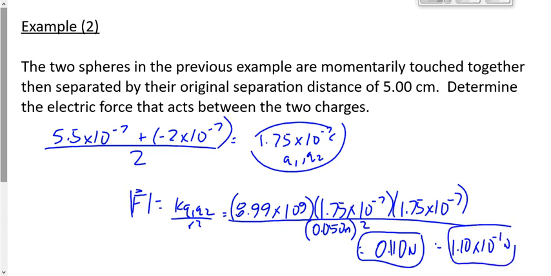Completely different force, because our charges are completely different. Just because charge is conserved, the total charge remains the same, doesn't mean the total force remains the same. Not at all. If it's redistributed, the forces absolutely will change, as they have here.